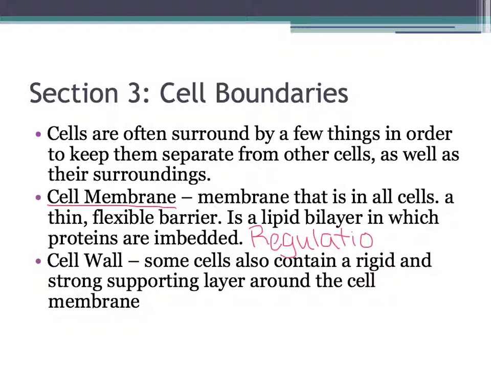The cell wall is in some cells, and it's rigid and strong, and its focus is on supporting. It's a supporting layer around the cell membrane. It offers the structural support for the cell.